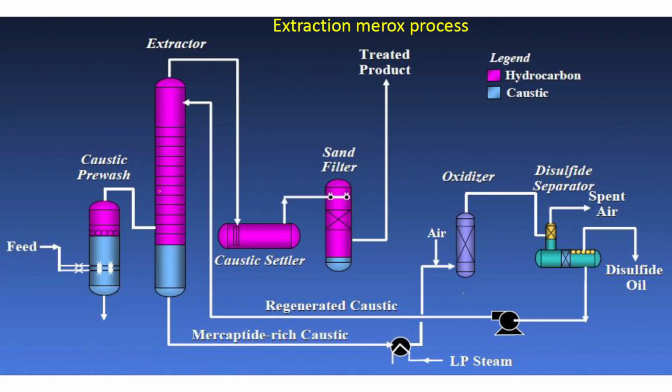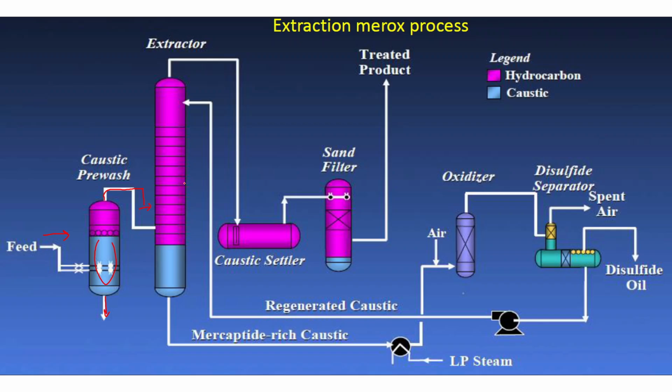So coming on to the MEROX procedure, this is a flow sheet of the MEROX process. We take the feed here, which consists of sulfur impurities. Caustic wash is done here to remove the inorganic sulfur, and sulfur is removed from below. Further, after caustic wash, this product goes to the extractor.